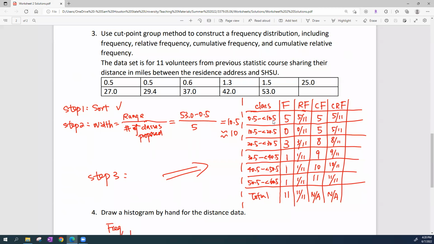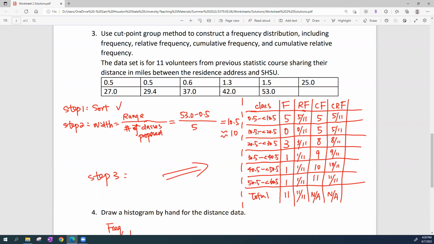So 0.5 to smaller than 10.5, and then the next level we start with 10.5 to smaller than 10.5 plus 10, so that's 20.5, and so on and so forth until the upper limit of some class covers every number. If we go only to 50.5, there's still the number 53 with nowhere to put it, so we have to go one more, 50.5 to smaller than 60.5. Then 53 is smaller than this upper limit, and then we can call it, that's all the classes.